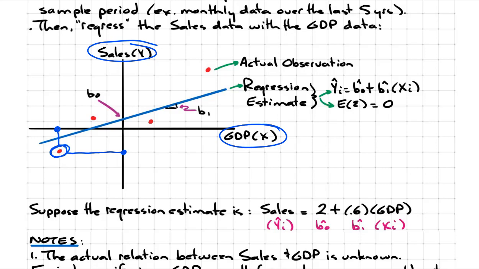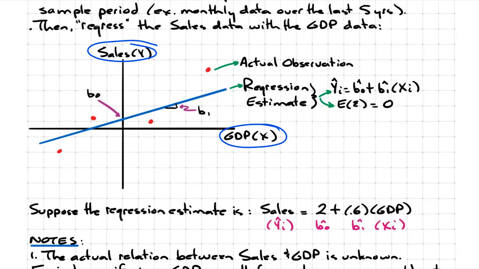But of course, the more dots or more observations we have, the clearer the picture that emerges between the relation between sales and GDP. So once we have all these observations plotted out, the next task is to draw a line that best fits through the data. And that's what that blue line there is. So that's your regression line. It's the line of best fit.